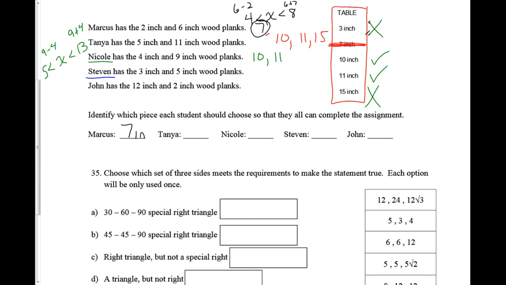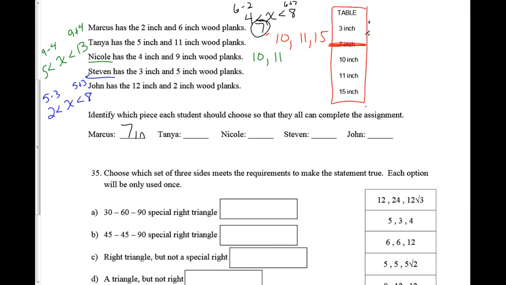Stephen's are 3 and 5. So for his inequality, we have 5 minus 3, so x has to be bigger than 2, and 5 plus 3, which is 8, and it must be smaller than 8. So we come back to the table, and we can identify which pieces are an option for Stephen.